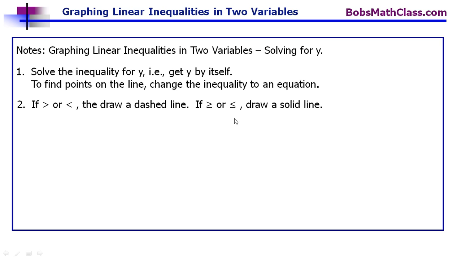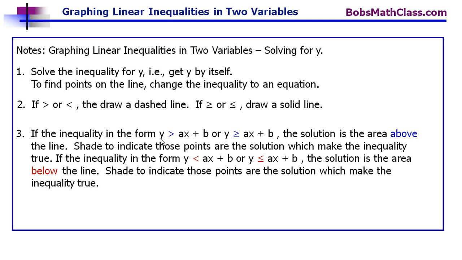very similar to brackets and parentheses that we used on a number line. Brackets were used to show that numbers were included. Parentheses were used to show that that number was not included. So that's the importance of the dashed line or solid line. Dashed line, the points are not included. Solid line, the points are included.